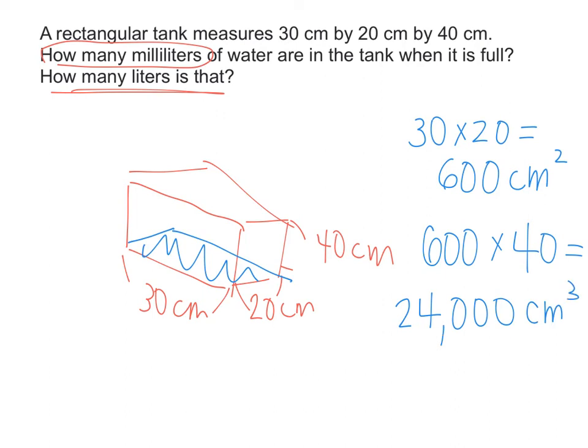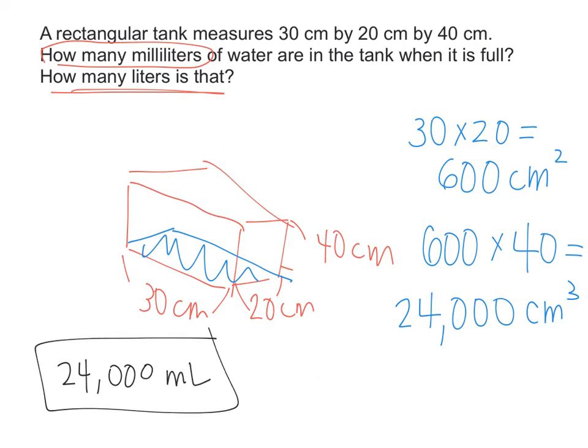Now, because we know that 1 cubic centimeter is equal to 1 milliliter, how many milliliters can fit in a box that has a volume of 24,000 cubic centimeters? 24,000 milliliters. Good. So your answer to the first question is 24,000 milliliters. However, the question also asks you how many liters that is.